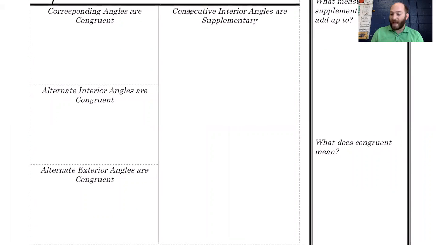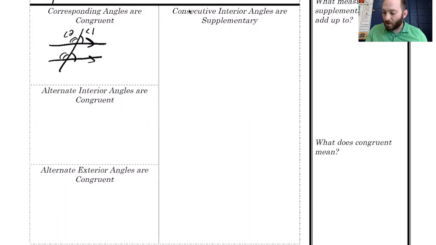So corresponding angles are congruent. So this is what it looks like. I have my parallel lines cut by a transversal. Corresponding angles like that are congruent. So I'll give all the examples. Let's go angle 1, angle 2, angle 3, and then angle 4. So these are just 2 examples. Angle 1 is congruent to angle 2, angle 3 is congruent to angle 4.